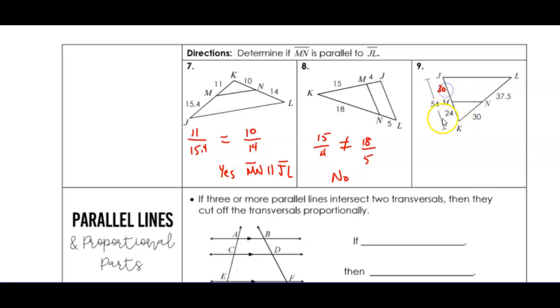It's going to be 30, 54 minus 24. So I'm dividing 24 by 30, comparing it to 30 divided by 37.5. And those do come out to the same answer. And so, yes, MN is parallel to JL. Okay, so all we have to do is test that they divide out the same because that's showing proportionality there.